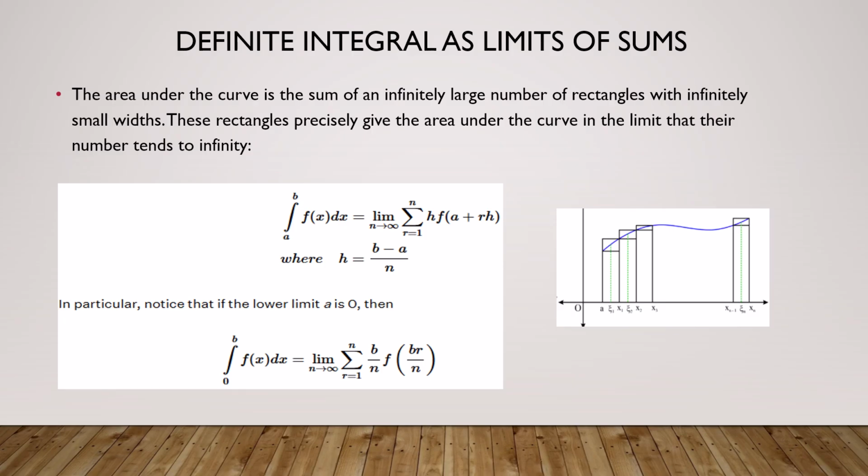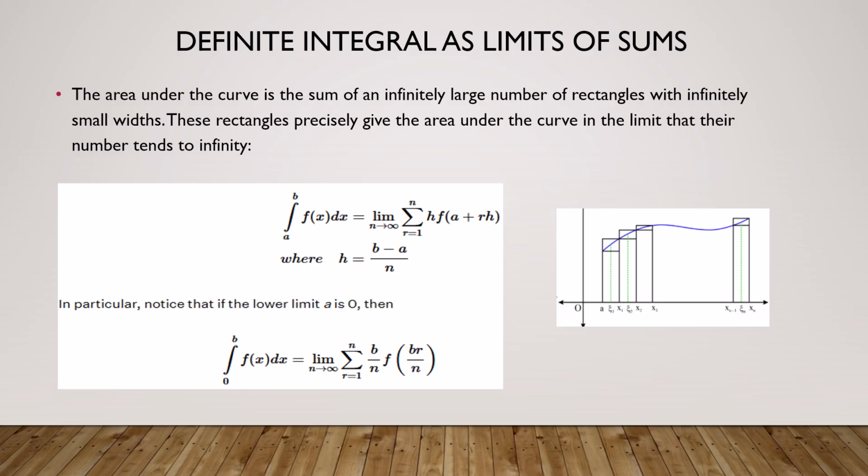I told you previously that definite integrals can also be expressed as limits of sums. Just to illustrate this idea, suppose you have a curve and you want to find the area under the curve. Now the area under the curve is the sum of an infinitely large number of rectangles with infinitely small widths. You can see in the diagram that you can have infinitely many rectangles, each with infinitely small width. Then when you add them all, these rectangles precisely give the area under the curve in the limit that their number tends to infinity.